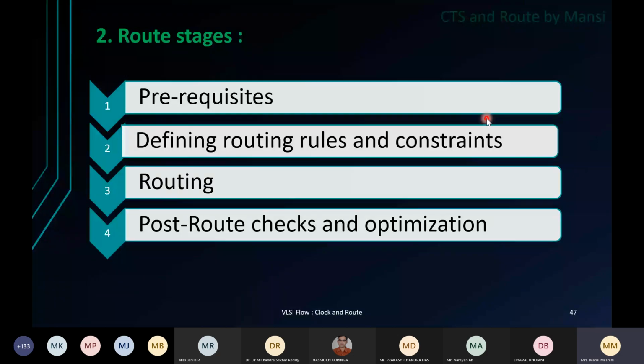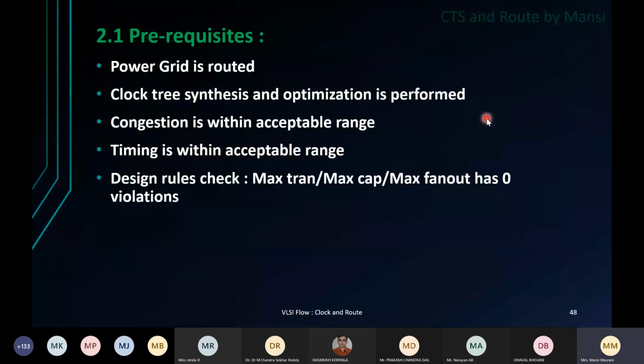Now for that, these are the stages: some prerequisites, some routing rules and constraints, same way we had clock rules and constraints. Then the actual routing happens and then the optimization. So these are the prerequisites. What should happen is the power grid should be routed. In the routing stage, the power grid should not move. The clock tree synthesis should have happened and the optimization of that clock tree synthesis also should be performed.